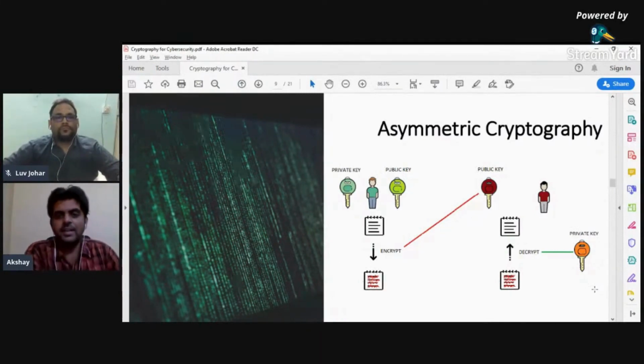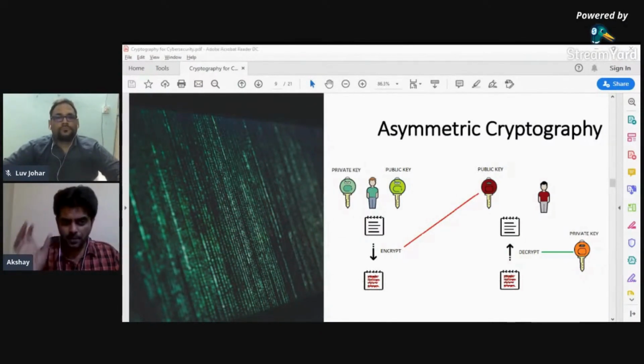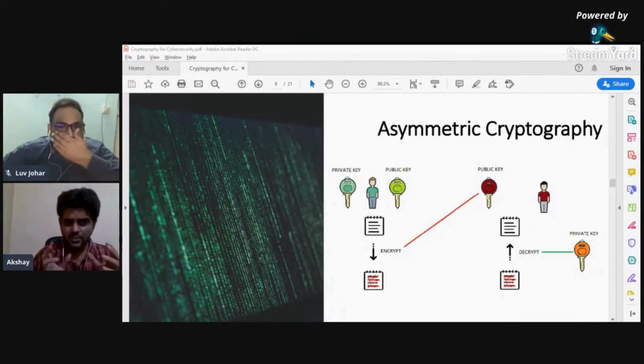So every entity that is involved in asymmetric cryptography has a private key and a public key. A public key is like public. The name in itself says public, so that is distributable, that can be shared with people. But the private key is the key which I hold to myself. I will explain the need of it.